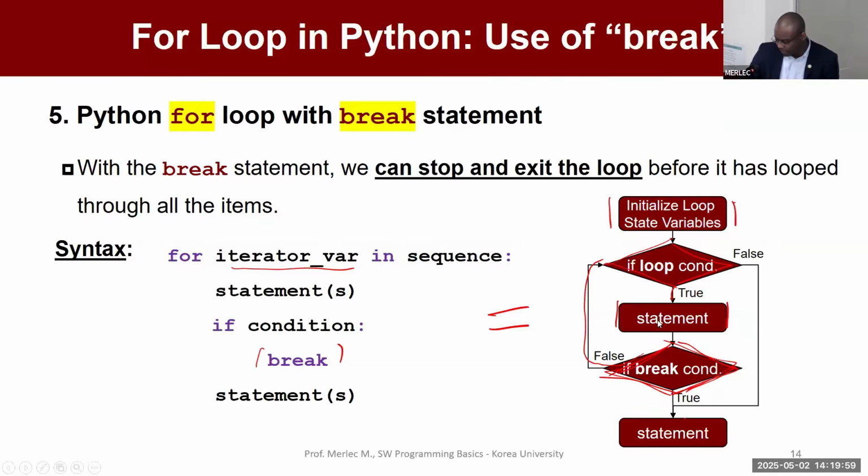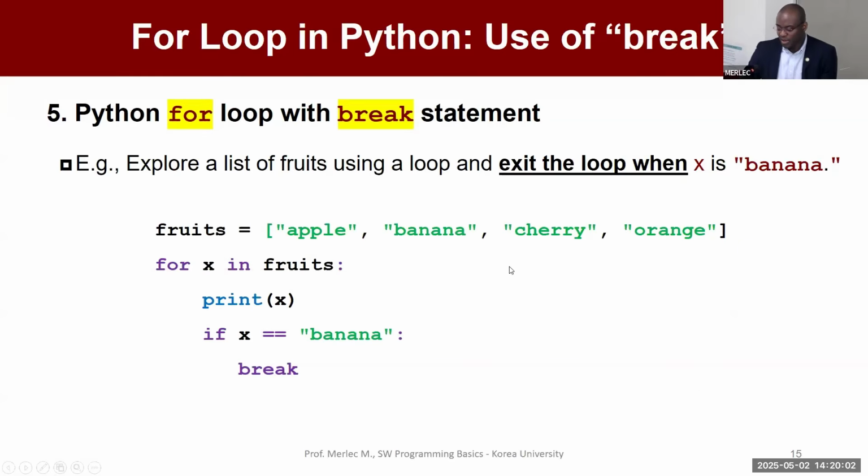So this is the representation of this pseudocode in the flowchart. Let's take an example we have used earlier. We have our list of fruits, which is a list of objects, stored inside the fruits variable. In this case, let's loop over the values of fruits, and we'll exit when the value of x is banana. Whenever we meet banana inside the list, we exit the loop without going until the end of the list.